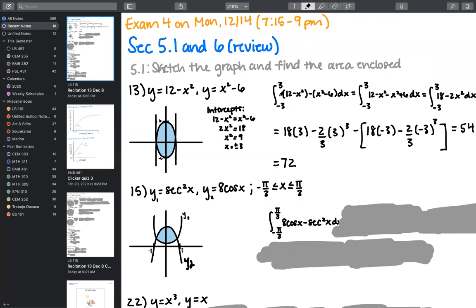What I could have done for this problem was find the area underneath 0 to 3 and then multiply it by 2, because this area on the right is going to be equal to the area on the left. So I could have evaluated this integral over the range 0 to 3 and then multiplied with a 2 out front, and I would have gotten the exact same answer.